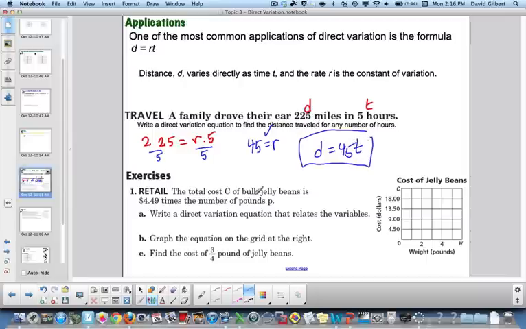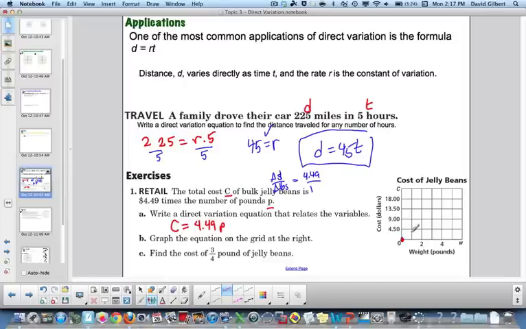So here the total cost C of bulk jelly beans is $4.49. This is direct variation because, right, if you buy 0 jelly beans, the cost is 0. So it goes through the origin. And then for each 1 pound, so the change in cost over the change in pounds is going to be $4.49 per 1 pound. So there's our slope. That gives us one baby step further to get the equation. Now if they give you the variables C and P, use those in your equation. So the cost is 4.49 times the number of pounds. So there's our equation.